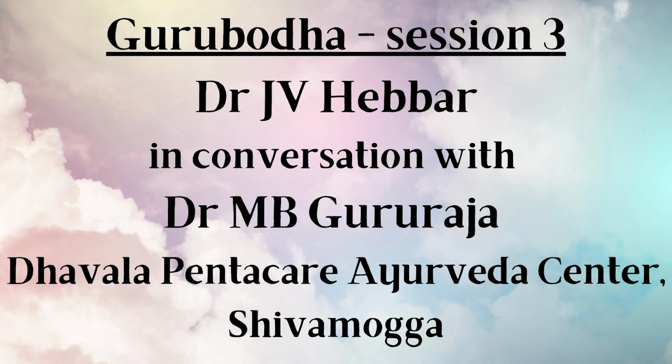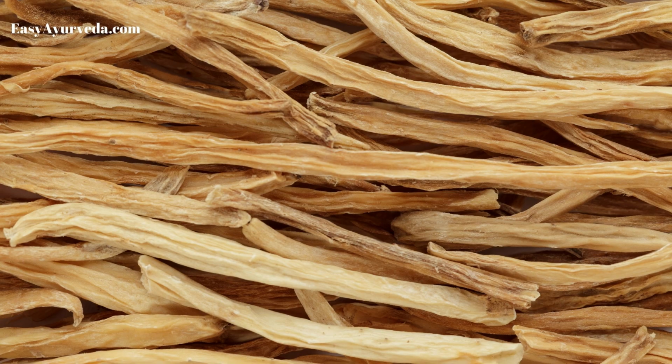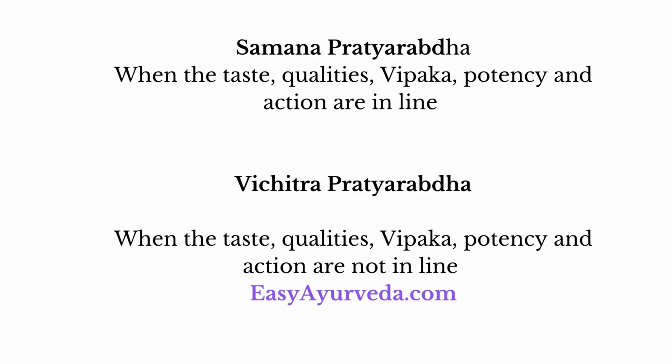And another interesting topic that you just raised: Samana Pratyarabdha and Vichitra Pratyarabdha. You talked about Guduchi being a Vichitra Pratyarabdha Dravya, and for Shatavari we have the example of Samanya Pratyarabdha. Can you please explain this unique concept of Ayurveda, especially because we have students from outside India as well? See, we need to understand what Samana Pratyarabdha and Vichitra Pratyarabdha are.